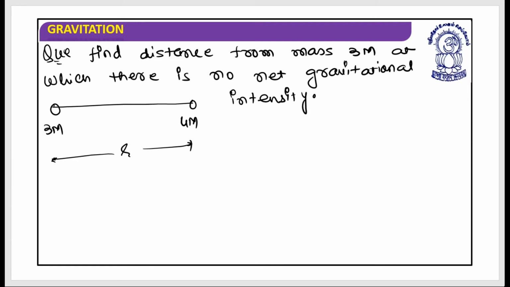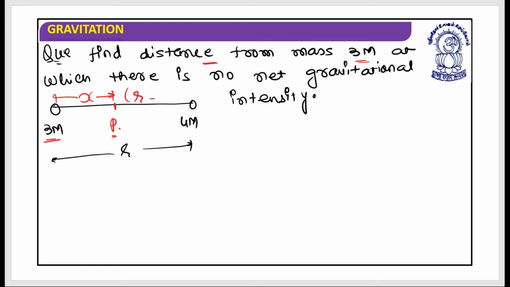Do you understand the question? Go through it one more time. You might get an idea. They said to find the distance from the mass 3m at which there is no net gravitational intensity. That means let's understand that this is the point P and this is at a distance of x. This is the location where the net gravitational field is 0.